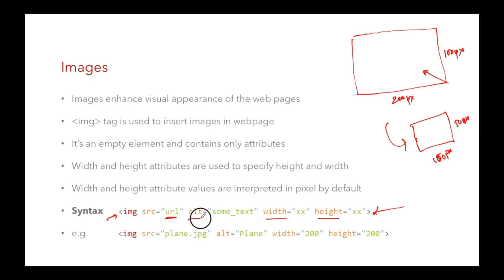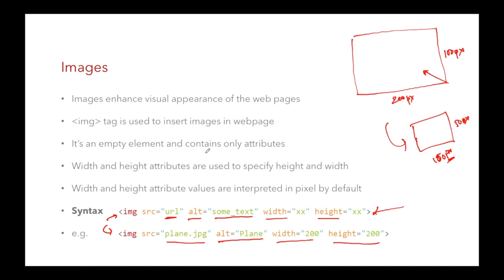And you can also specify alt text, that is alternative text. In case somehow the image does not exist or does not get loaded on the browser, this alternate text will be displayed. So this is the syntax, and this is one example. I have specified the file name over here, and in case the file doesn't arrive or the image doesn't display on the browser, this alternate text will be displayed. And width and height are usually by default considered in pixels.